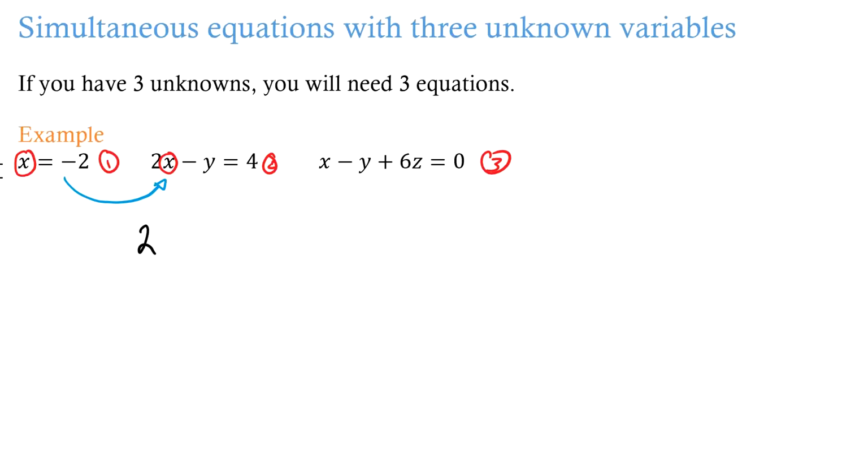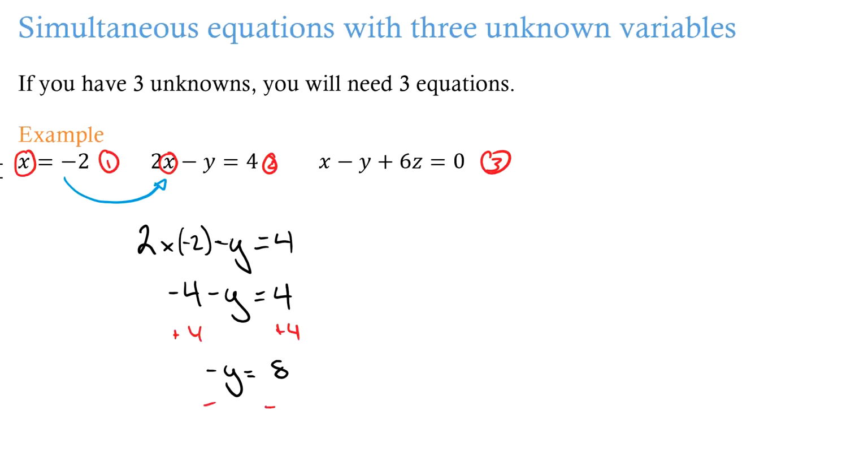So what I get is 2 times -2 minus y equals 4. So I get -4 minus y equals 4. Then what I can do is plus 4 plus 4. I get -y equals 8. Then I can just swap the negative signs from negative to positive, and I'm left with y equals -8. So now what I know is that x equals -2, y equals -8.